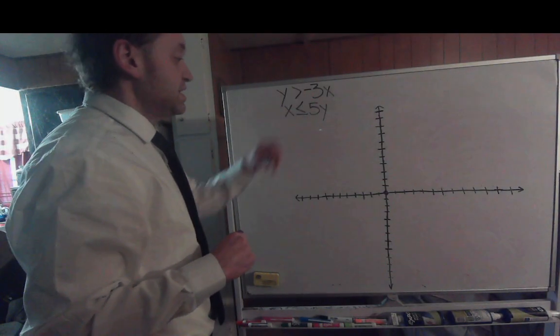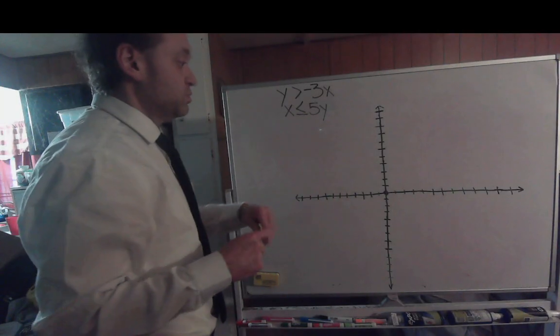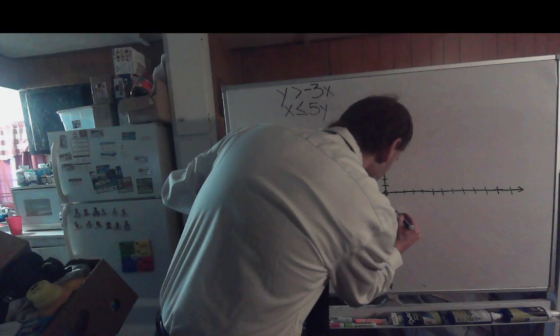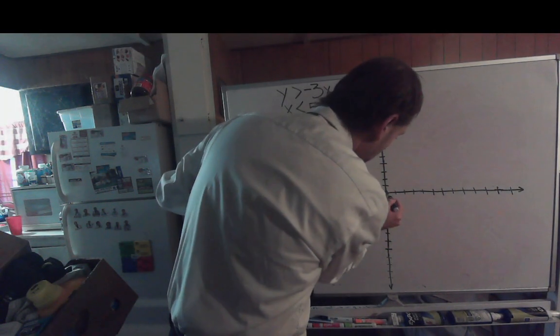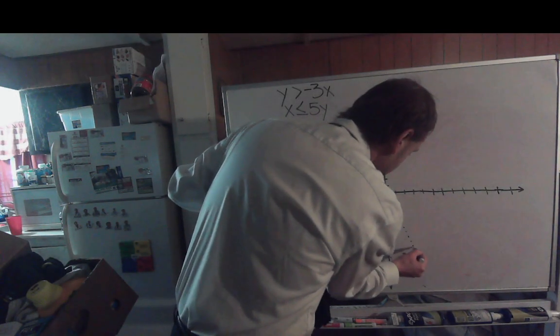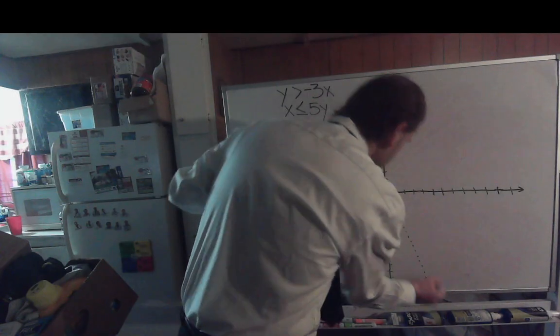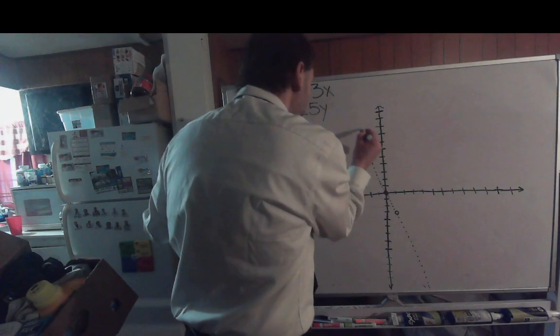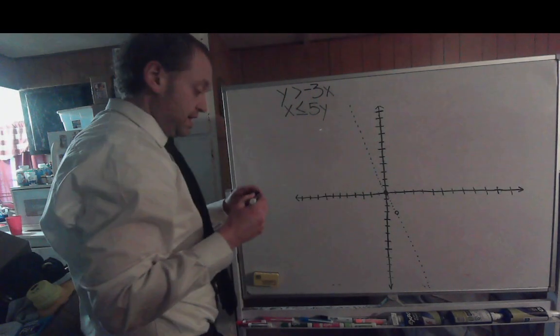Let's plot an additional point here. What if x equals 1? That would be at y equals negative 3. So we'll draw an open circle there. Then we'll draw a dotted line through these 2 points, since that's not part of your solution set. Alright, so there's part of it.